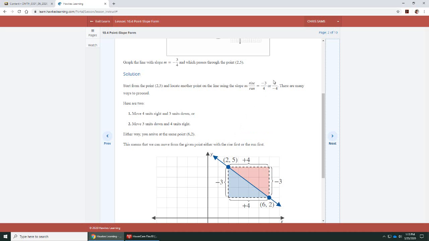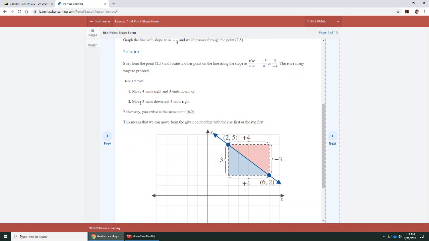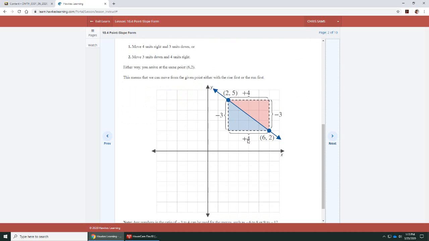Or you can do positive 3, negative 4. So this means 3 down and 4 right. So either way, we're going right. So down 3 and then right 4. Now normally, because we want to go left to right, that's why they're doing the right first. So we're going to go right and then down, or we go down and then right. Either way works. Okay, so this is how to graph that.